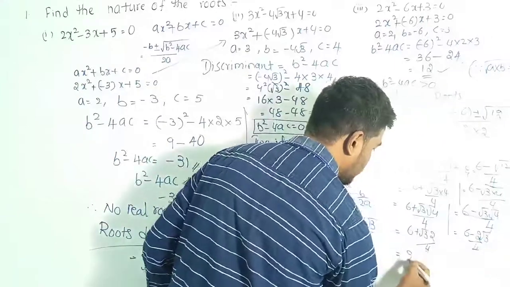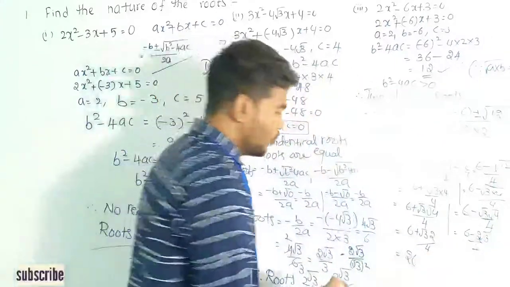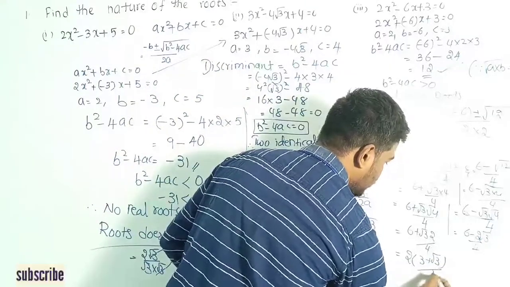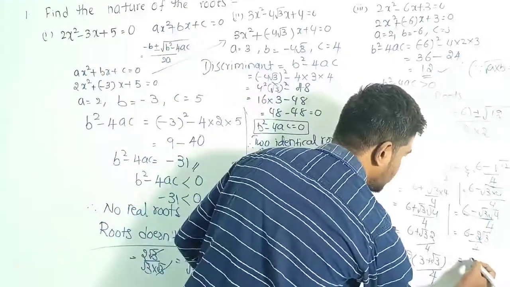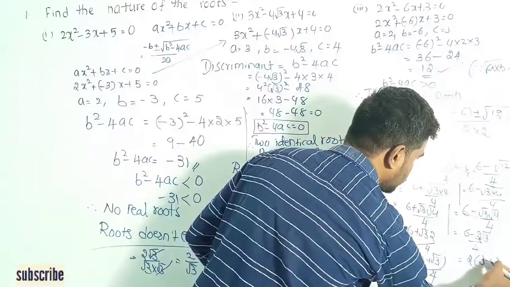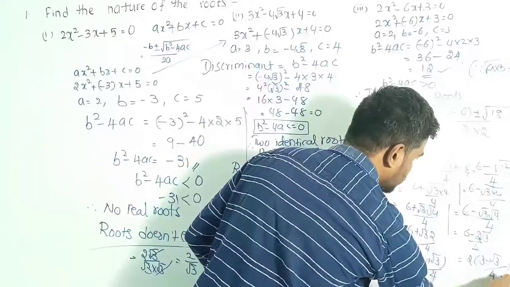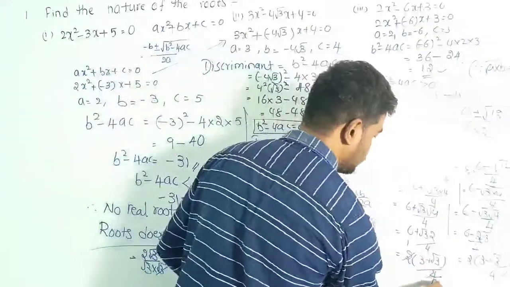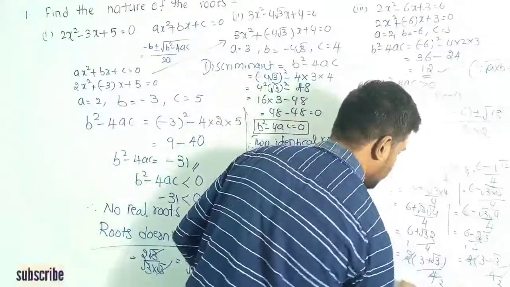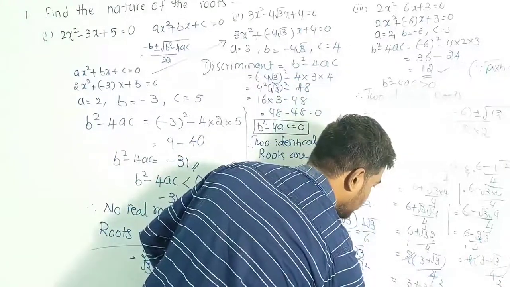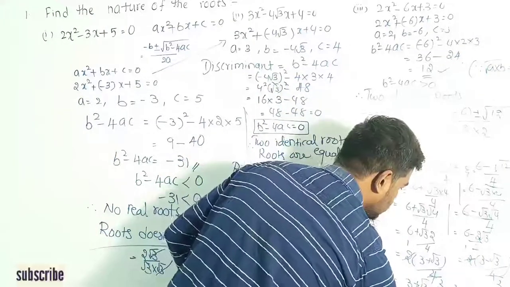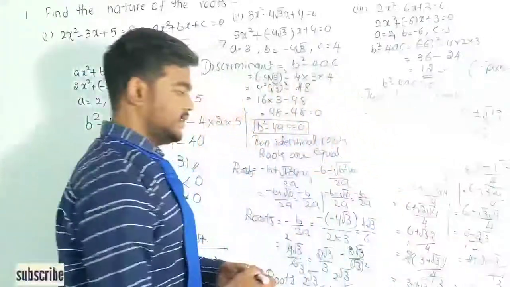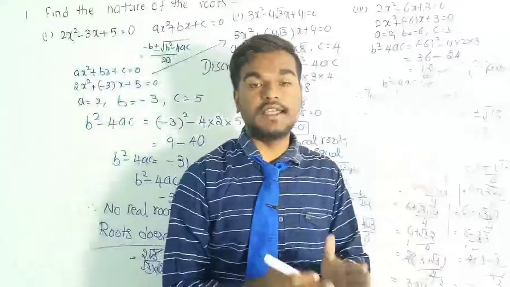So let's take 2 common here. 2 outside, 3 plus root 3 by 4, and here also the same, 2 common, 3 minus root 3 by 4. So we are taking common in the numerator, 2 1s are 2, then 2 2s are 4, so 3 plus root 3 by 2 and 3 minus root 3 by 2. So these are the two distinct roots for the given expression. Like this we have to find it.